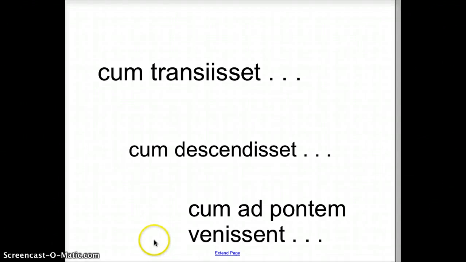So in the first story in stage 24, we come across these really weird looking words: cum transisset, cum descendisset, and cum ad pontem venisset. So what are these? These are obviously verbs, but not like any other verbs we've seen before.